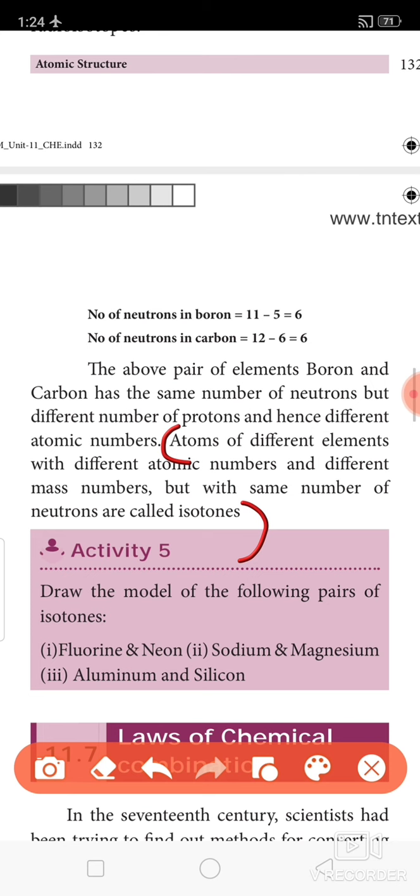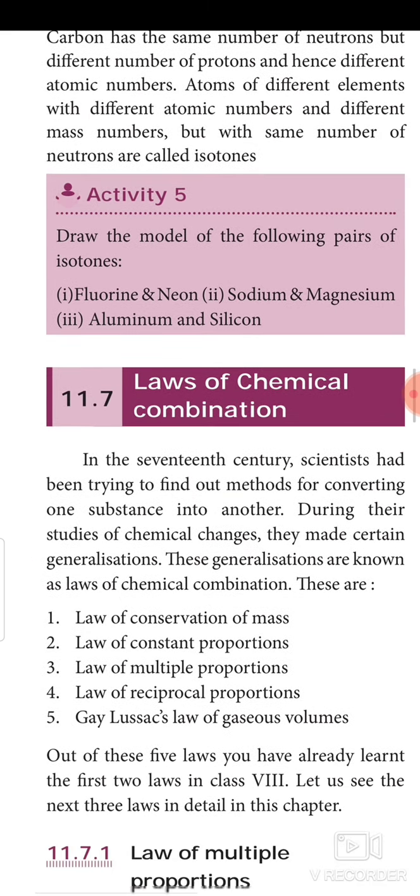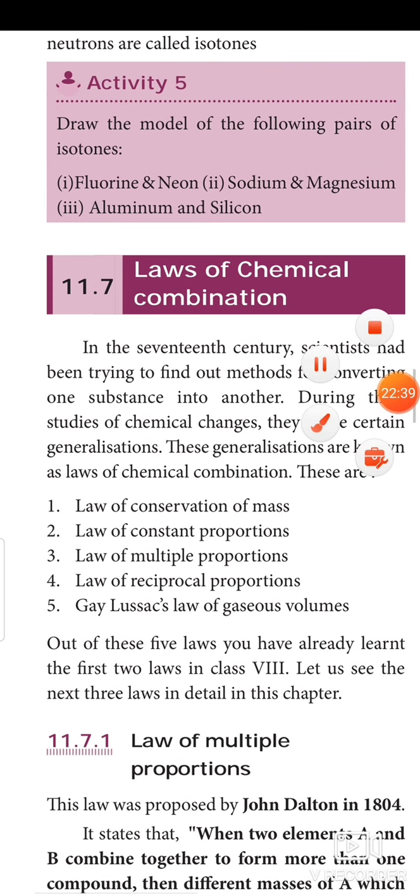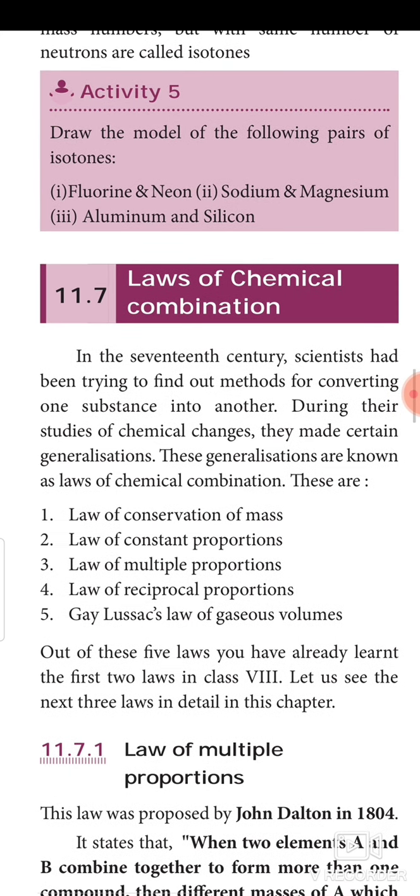Next, we need to see about the laws of chemical combination. All this is explained in detail in your book. I just mention the 5 laws: law of conservation of mass, law of constant proportions, law of multiple proportions, law of reciprocal proportions, Gay-Lussac's law of gaseous volumes. These are all the 5 important laws that have been explained in detail in your textbook.